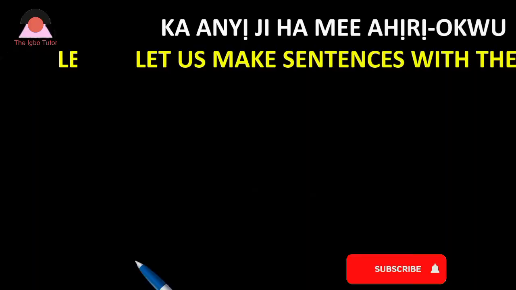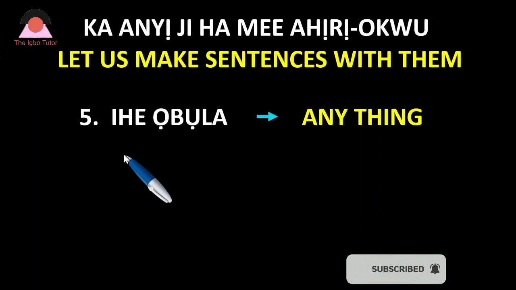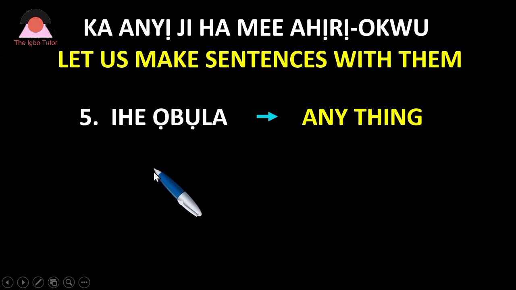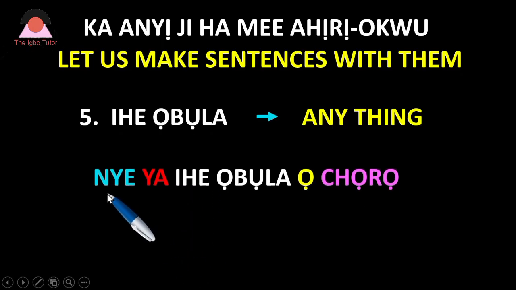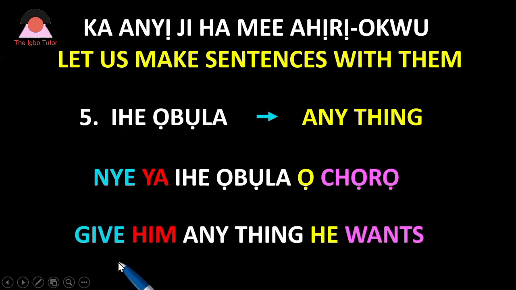Let's go on with this lesson. Move to number 5, and the phrase is ihe ọbụla, which means anything. Let's have our sentence now: Nye ya ihe ọbụla ọ chọrọ. Remember, the previous sentence we asked ihe ole ka ị chọrọ, what do you want? Now we are saying something relating to that. Nye ya ihe ọbụla ọ chọrọ. What does this mean? Give him anything he wants.